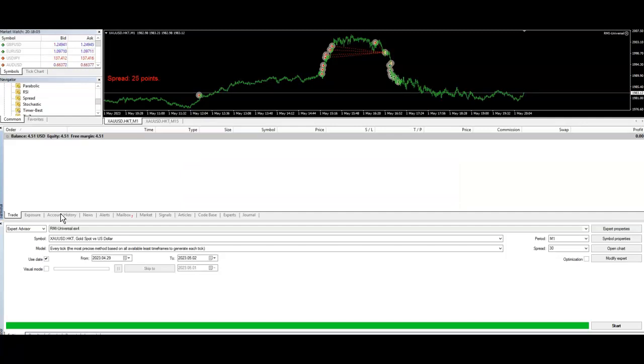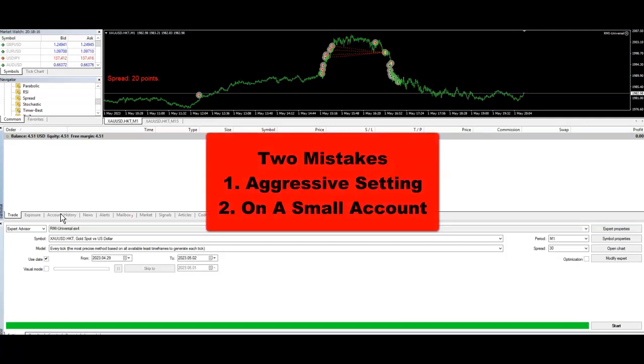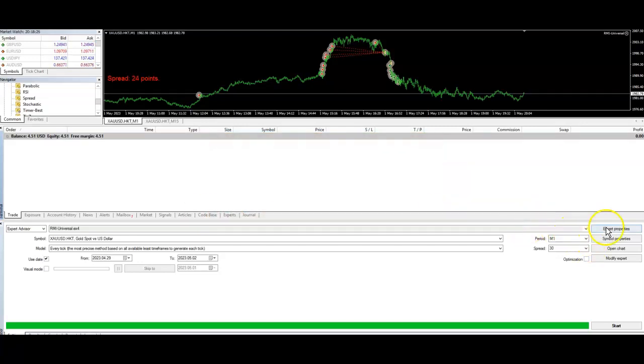This was user error on me because I was trying to make a highly aggressive EA work on aggressive settings with only $100. So I'm going to re-up this and give it another chance, only because I made the mistake of not changing the settings. Let's take a look at the settings that we had on here.